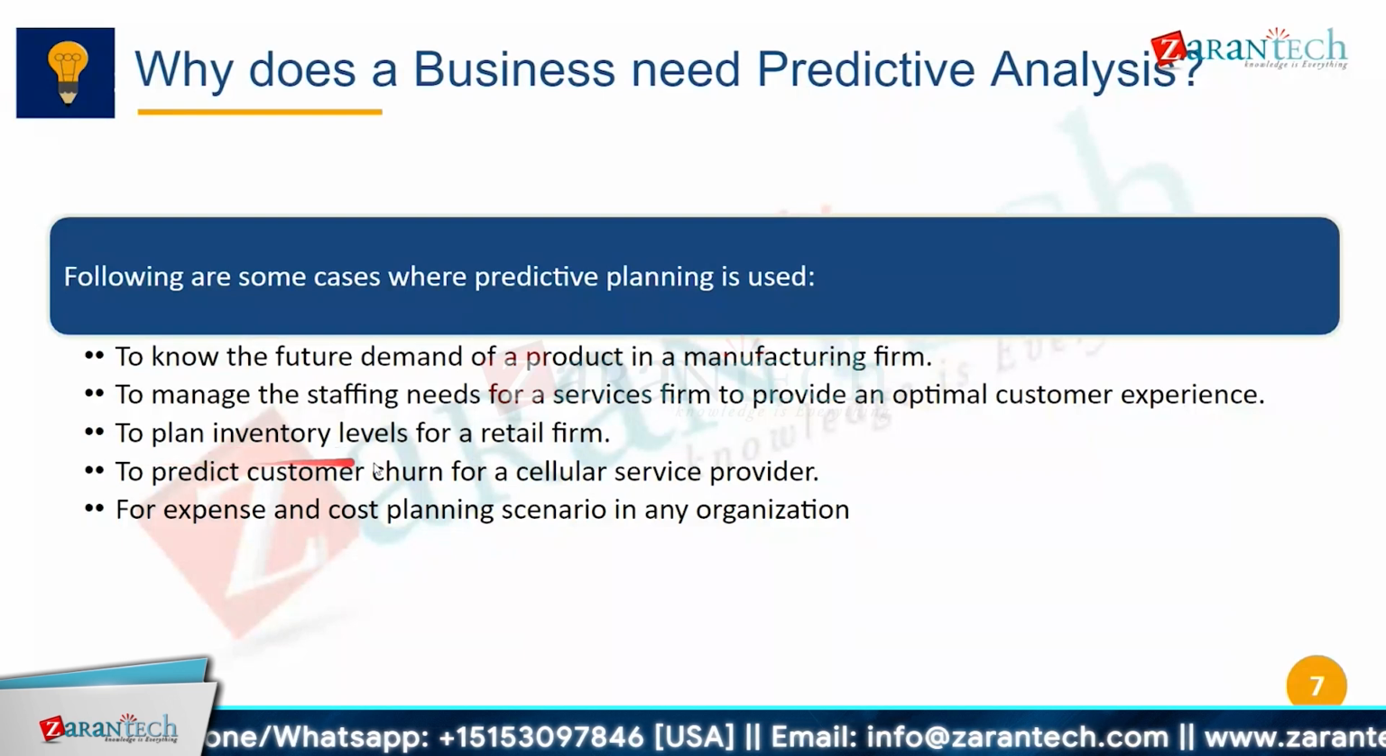So these are some of the use cases in a retail firm for planning inventory levels, and also to predict customer churn for a cellular service provider. If you take Airtel or Jio, customers are easily able to churn. Churn is when they switch from one service provider to another. For example, if you remember 3 or 4 years back, we didn't have Jio, and all of a sudden when Jio came, people started getting free calls and free data, and people are switching from Airtel or existing providers to Jio.